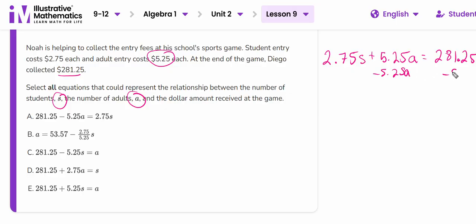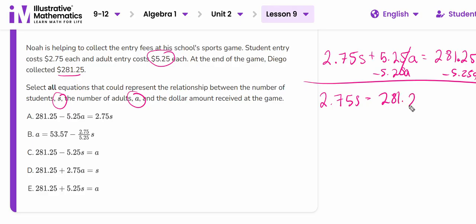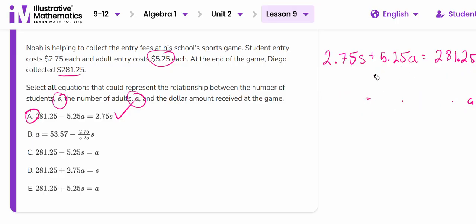And you have to be careful here, because although these cross out, we get 2.75 times s is equal to 281.25. Remember, because this has a variable on it, we cannot actually add or subtract it from here, so we're just going to write it side by side. Does this match that? It does. It's one of our good answers. Hooray! Now we're going to go back and erase this part, and keep working from our original equation that we wrote.